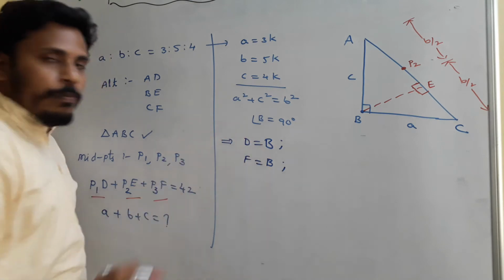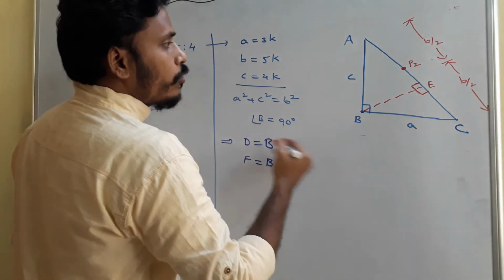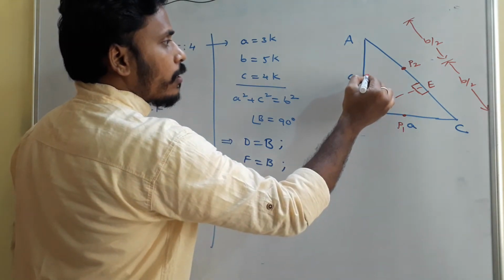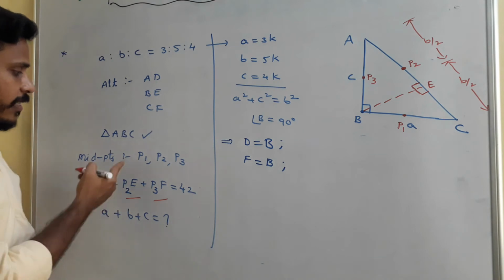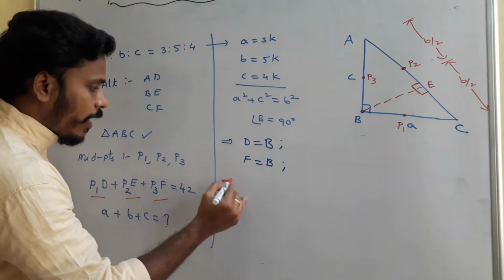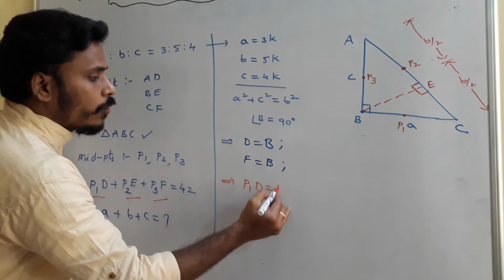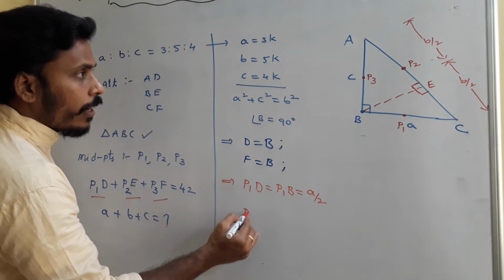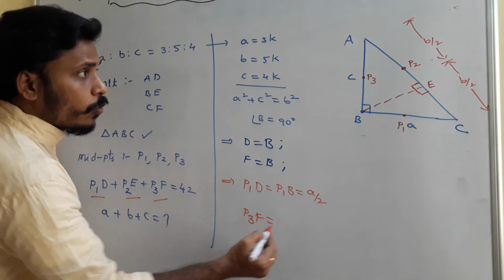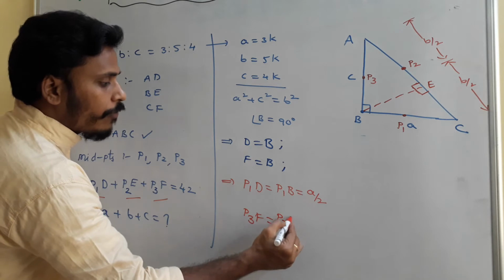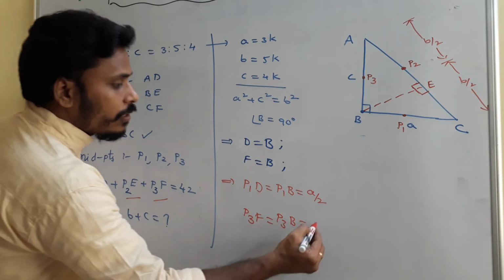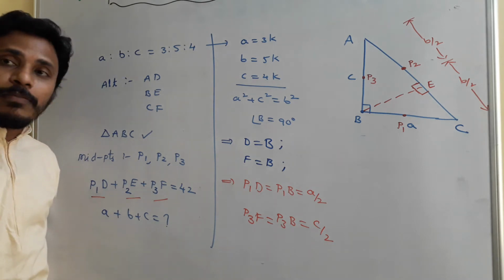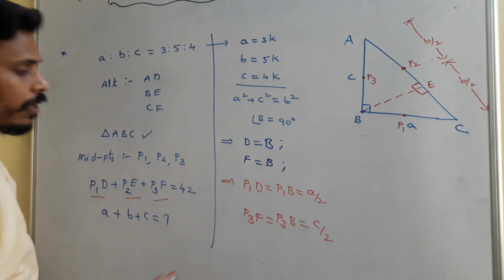Since D is equal to B, F is equal to B, so you just think about it. P1 is midpoint of BC, P3 is midpoint of AB, as they mentioned P1, P2, P3. So from there it is very clear that P1D is equal to P1B is equal to A by 2, half of the side, and then P3F is equal to, okay, P3B. F and B are also coincident, and that P3B is equal to C by 2. P1D and P1B is A by 2, P3F and P3B are C by 2, and we need to calculate now about P2E.